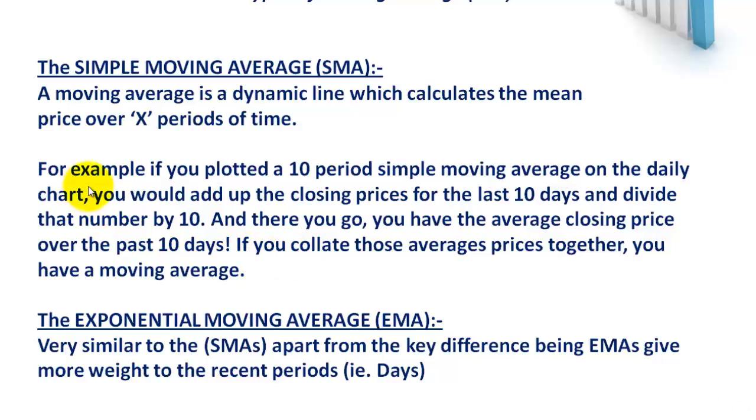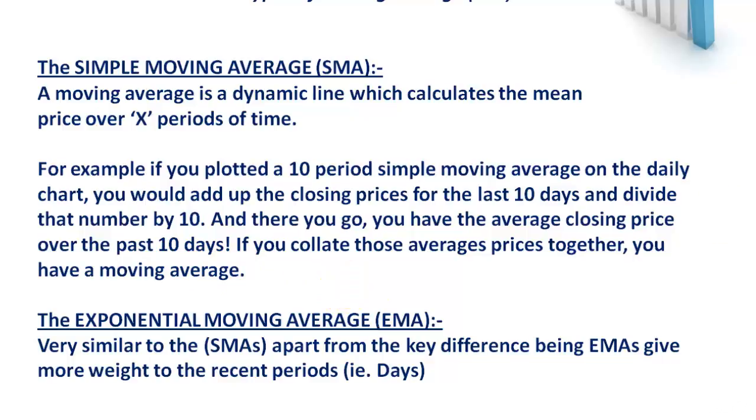But in the example here, if you plotted the 10-period simple moving average on the daily chart, you would simply add up the closing prices for the past 10 days and divide that number by 10, and there you have it. You have the average closing price over the past 10 days. And if you collate these average prices together, you will have a moving average. And that's exactly how they're formed.